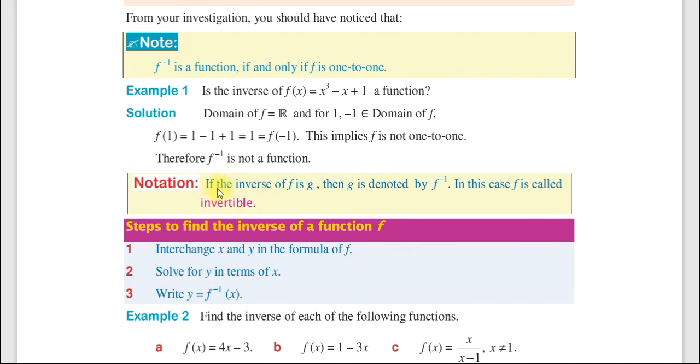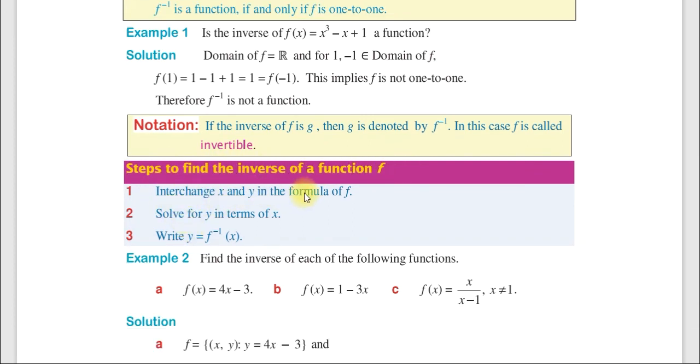So what does it tell us here? If the inverse of f is g, then g is denoted by f inverse. In this case, f is called invertible. Steps to find the inverse of function f: first, interchange x and y in the formula of f, then solve y in terms of x, then write y which is equal to f inverse of x.